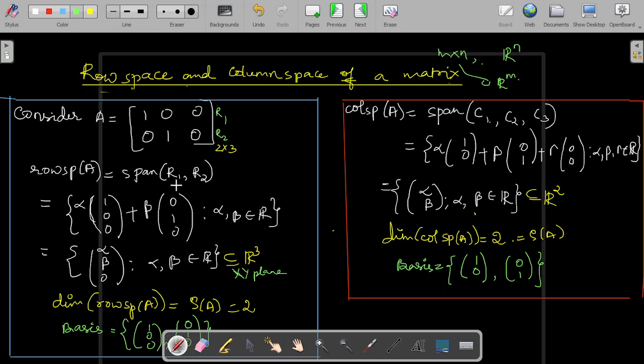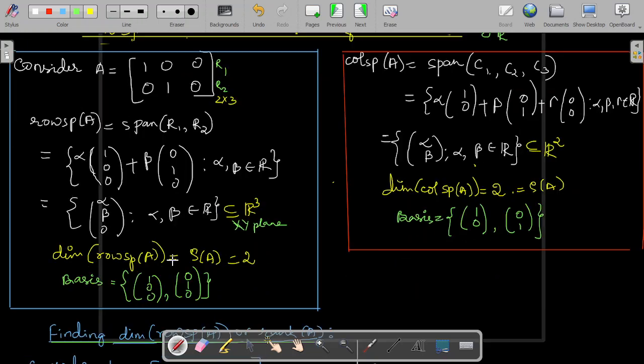So the spanning set of R1 and R2 means linear combinations of the rows of the matrix. It gives you (alpha, beta, 0), such that alpha, beta belong to R, which is a subset of R cube. This is nothing but the xy plane. Alpha, beta, 0 is nothing but the xy plane. It's a kind of projection. Okay, this is the row space.